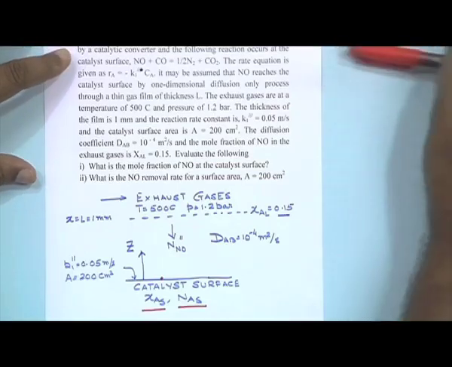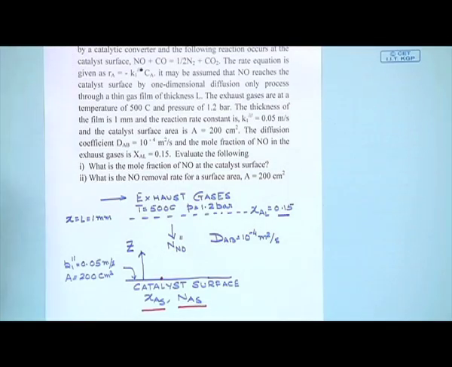Initially, in the first class, we will start with the solution of the problem where automobile exhaust gases are converted to rather harmless products by a reaction that is taking place on a catalytic surface. So we would start with this. Now if you see this problem, you have done it before.